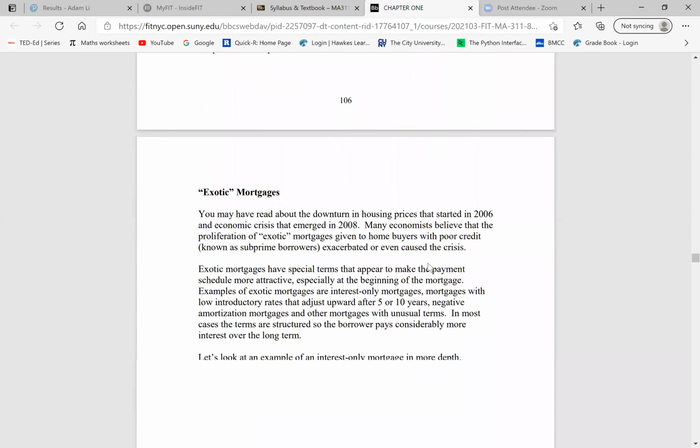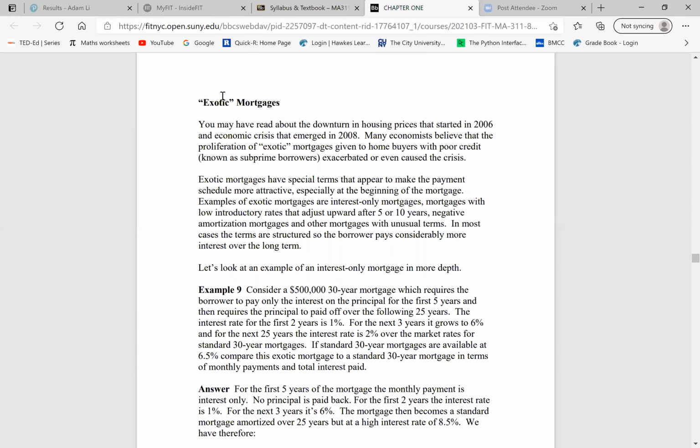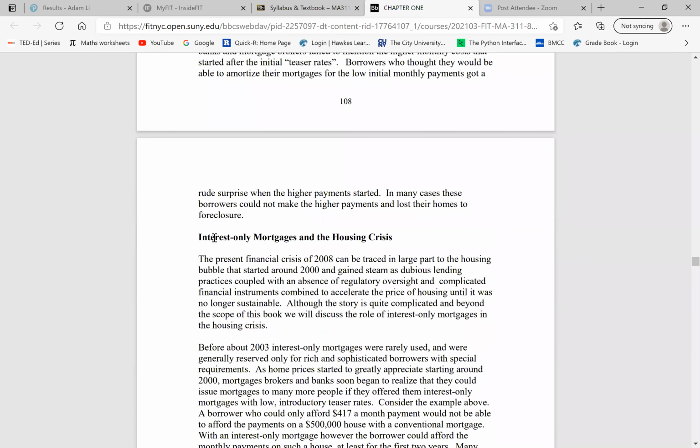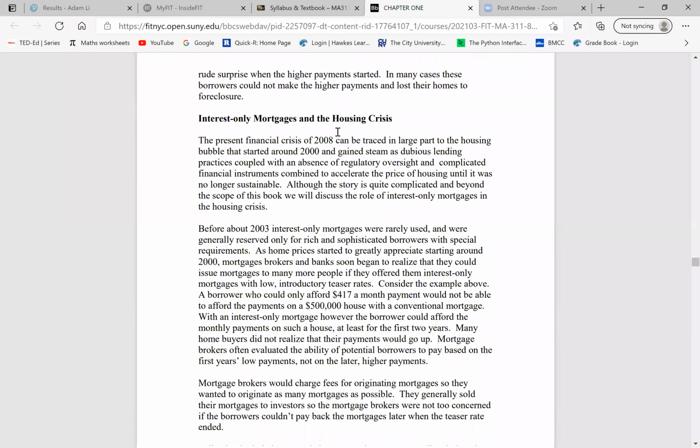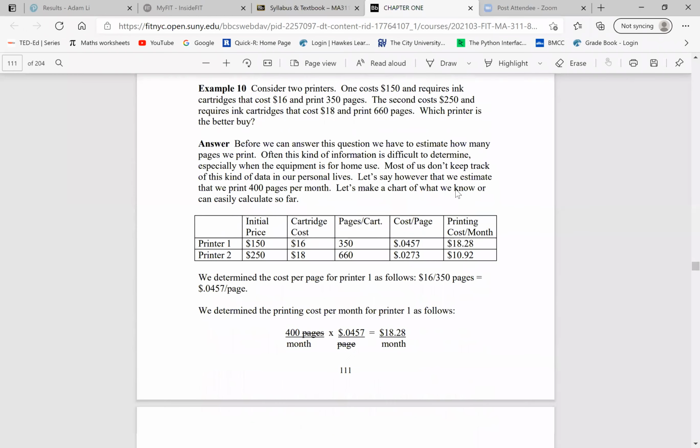That's the only thing I cover, like exotic mortgages and some other topics I didn't cover, like interest-only mortgages and the housing crisis. If you are interested in that, if you want to know the detail behind the financial crisis in 2008, this is good reading for you. If you want to dig deeper, let me know. I can provide some detailed information about this, but you can basically omit those.